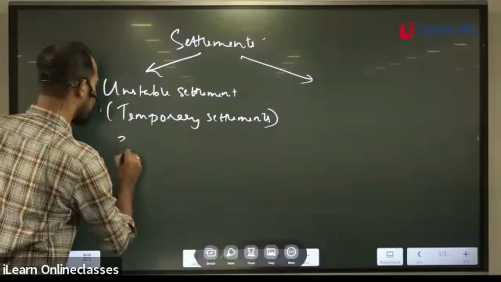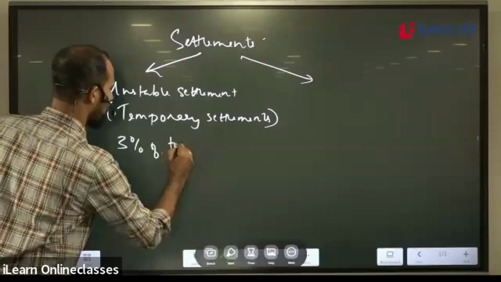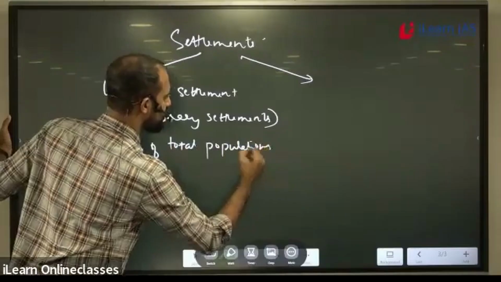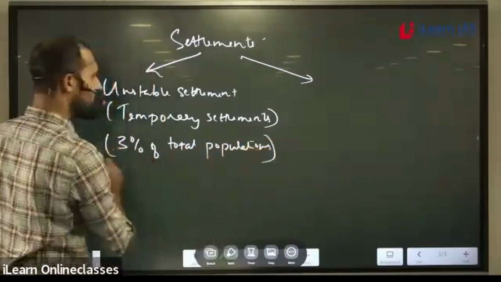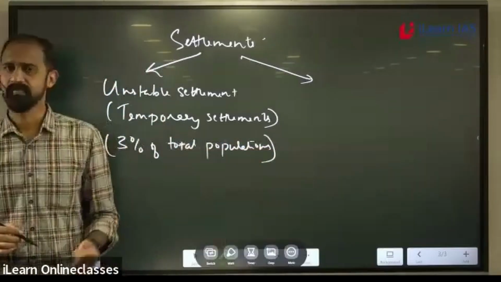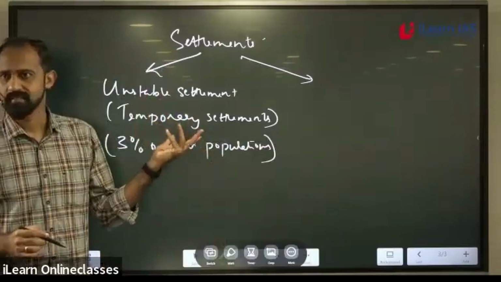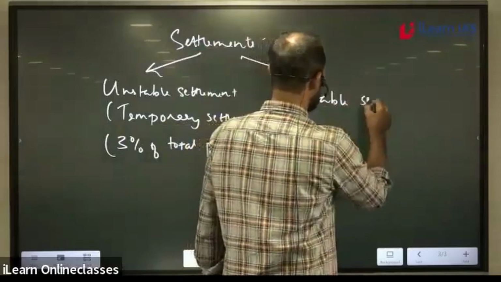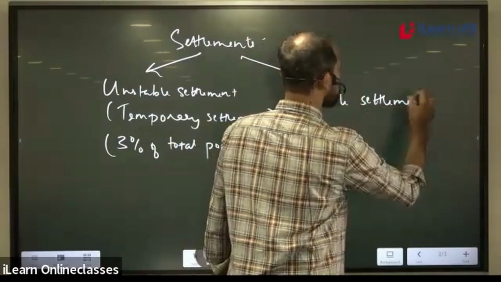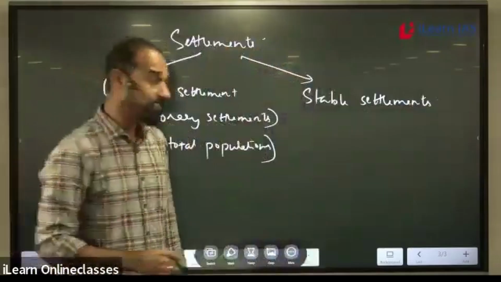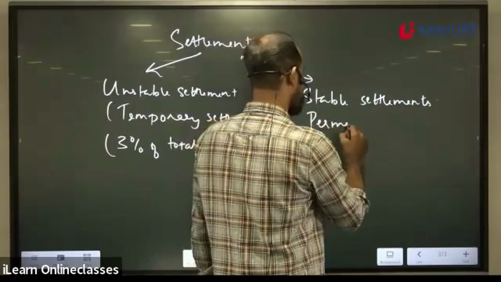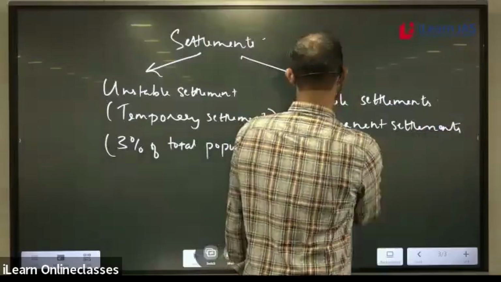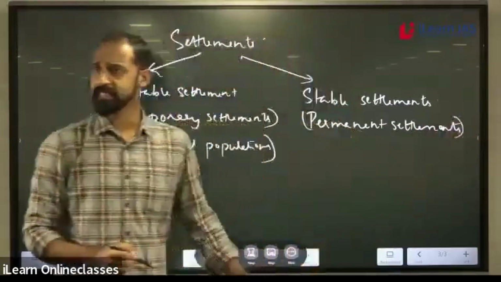Now this accounts for only 3% of the total population. Of all the human beings on the surface of Earth, only 3% live in such unstable settlements. This is not an area of our discussion. Our discussion is about stable settlements, or permanent settlements. Most of us live in this type of settlement.